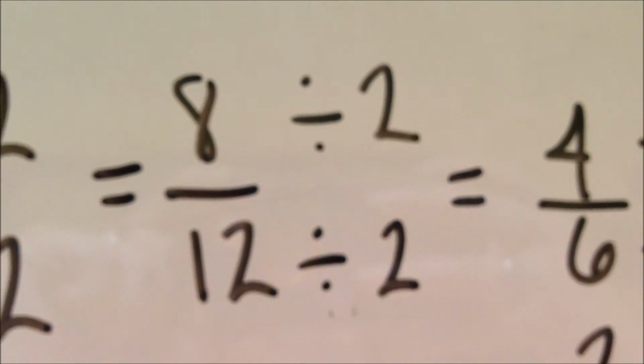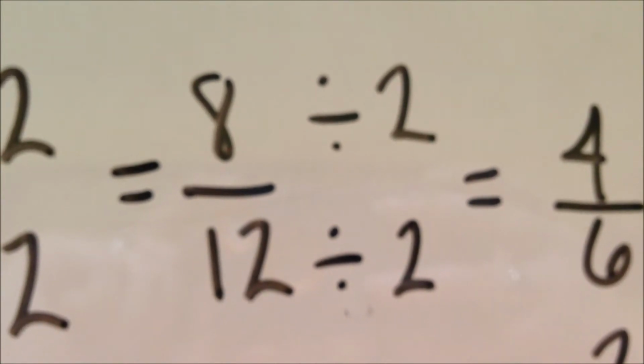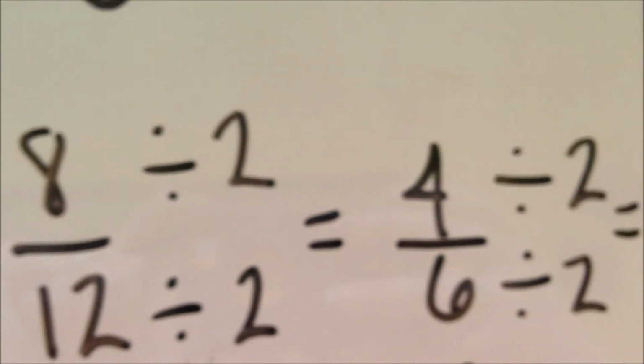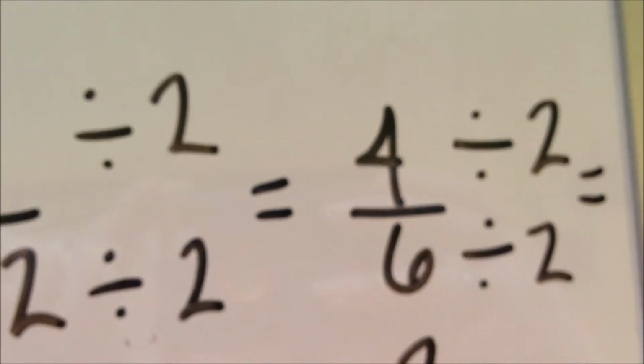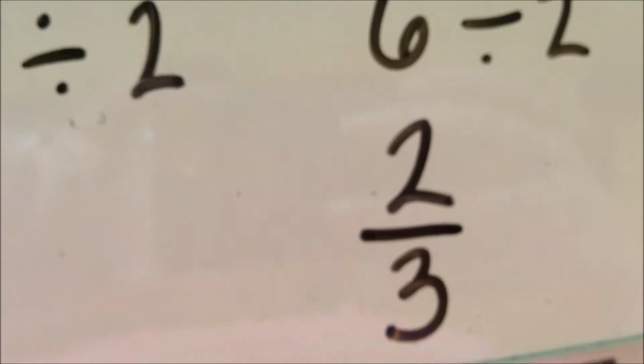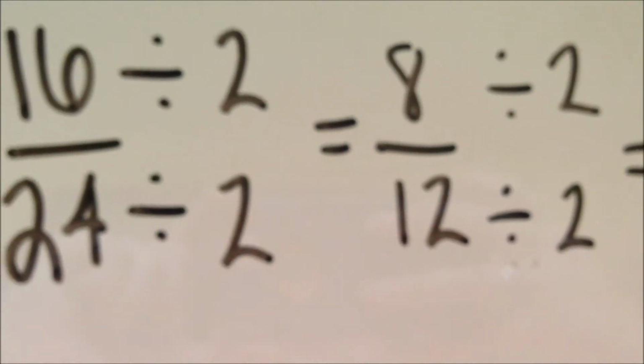And then again, notice that 4/6 can be simplified as well. Divide by 2 again. We end up with 4 divided by 2, and 6 divided by 2, which gives us a final answer of 2/3. No matter how you do it, you're going to get the same answer. The second method just takes you a little bit longer.